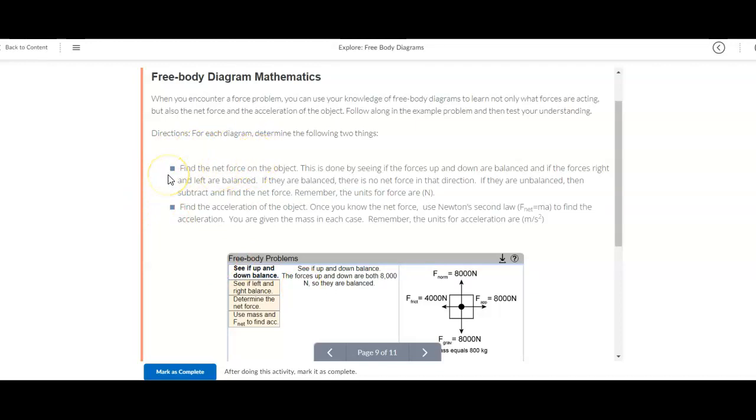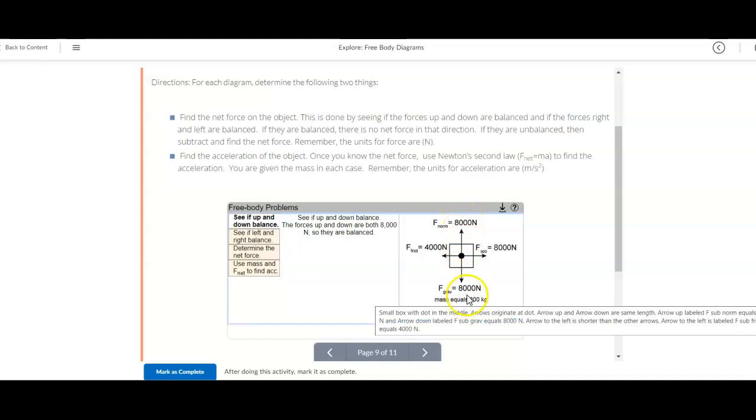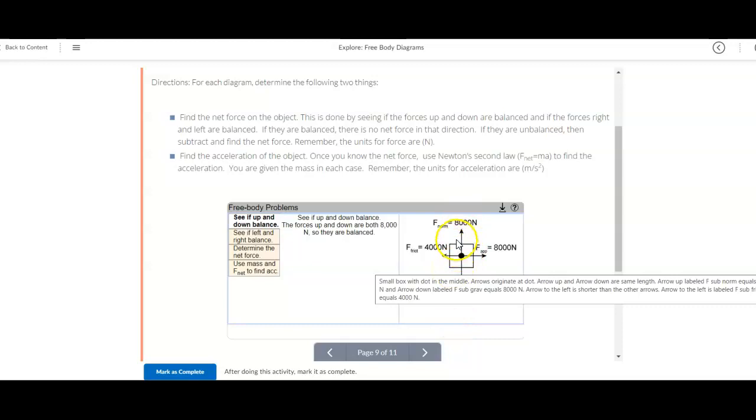So first, it's asking you to find the net force. And the way you do this is by seeing if the forces up and down are balanced. So in this example, they both equal 8,000 newtons. And then if they are, there is no net force in that direction. So for up and down, they're balanced. So net force would be 0.